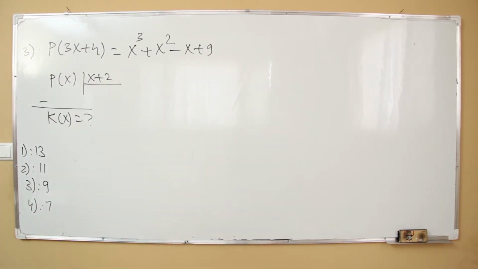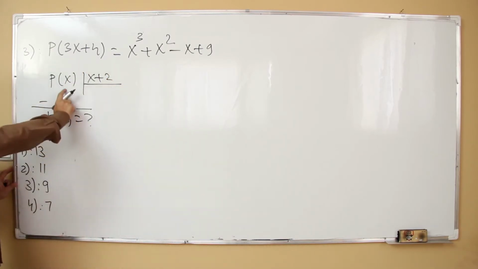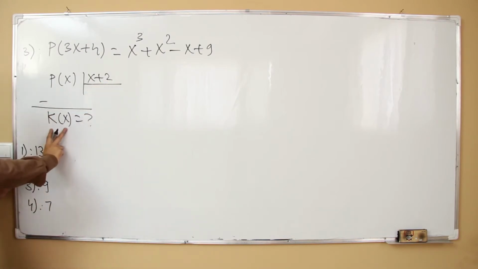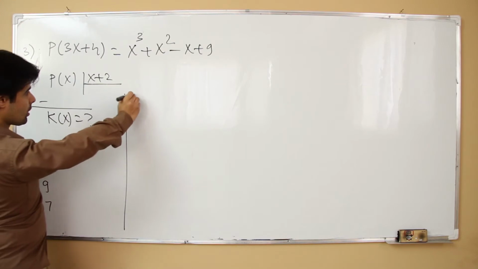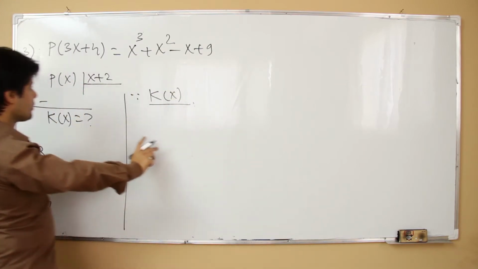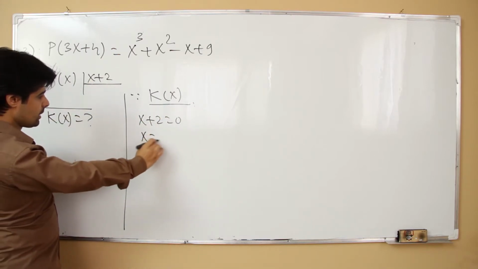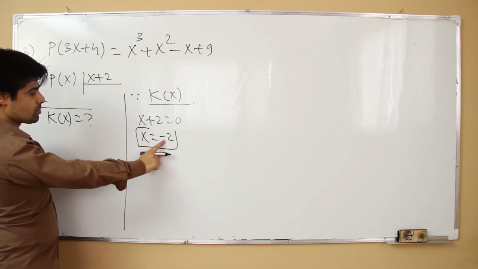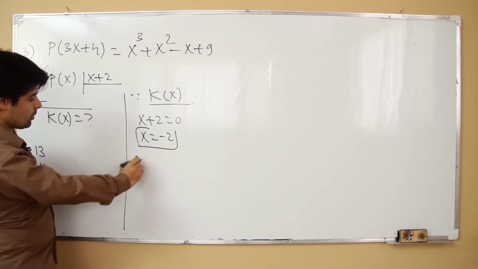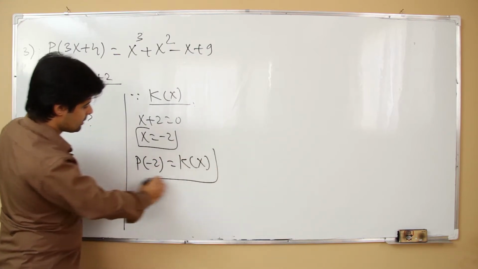Question number 3. P 3x plus 4 is given there. Now px is divided by x plus 2. What is the remainder? If we want to find the remainder, then for finding this you have to set the divisor equal to 0. X plus 2 is 0, so x is equal to minus 2. This minus 2 is not the remainder. Put this in the polynomial, so it would be p minus 2. This p minus 2 is the remainder.